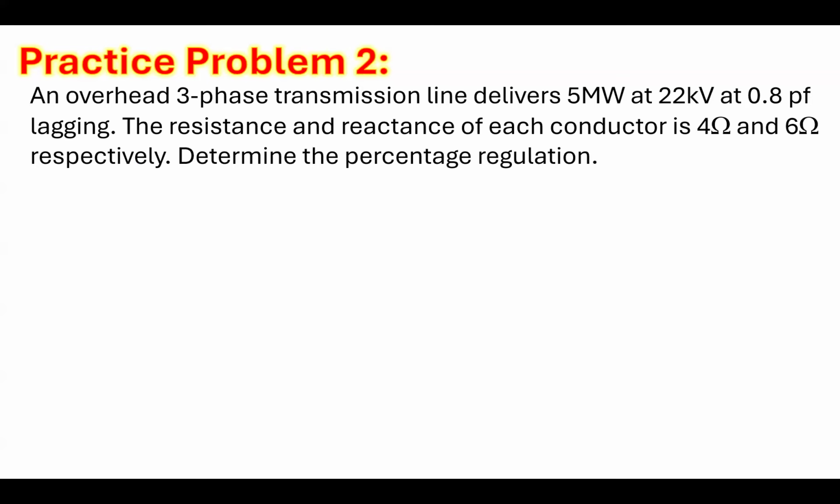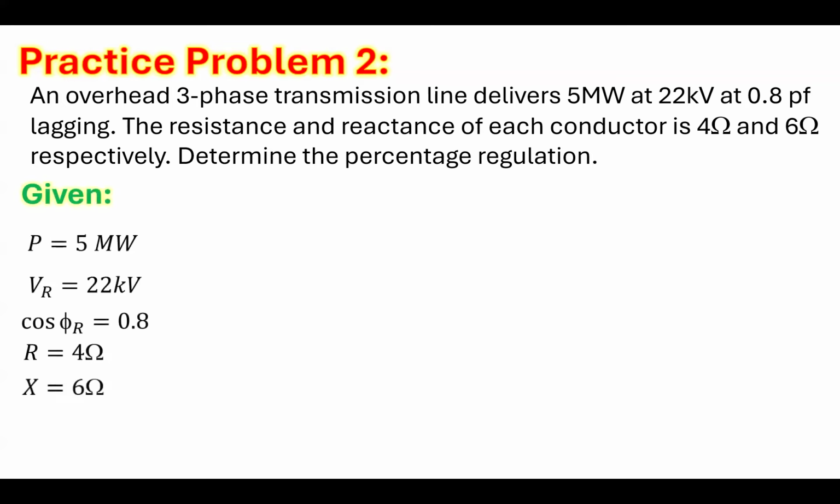Practice problem number 2. An overhead three-phase transmission line delivers 5 megawatts at 22 kilovolts at 0.8 power factor lagging. The resistance and reactance of each conductor is 4 ohms and 6 ohms respectively. So determine the percentage regulation. So again, let us write all the given first. And we are required to determine the percentage voltage regulation.